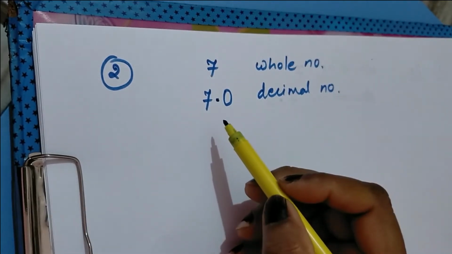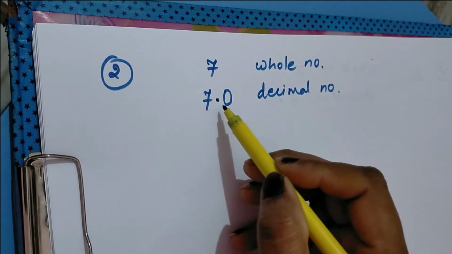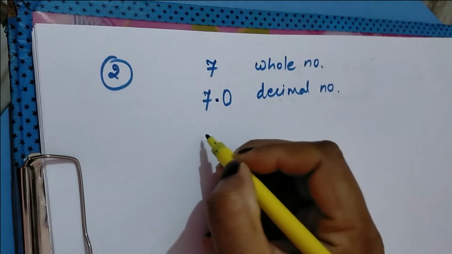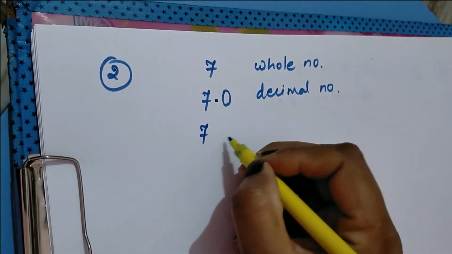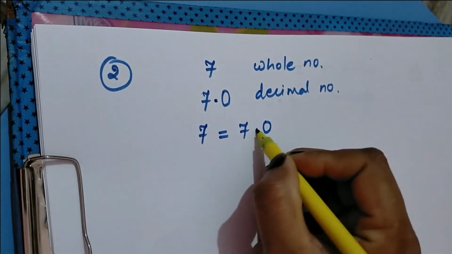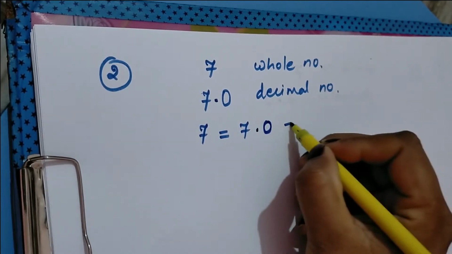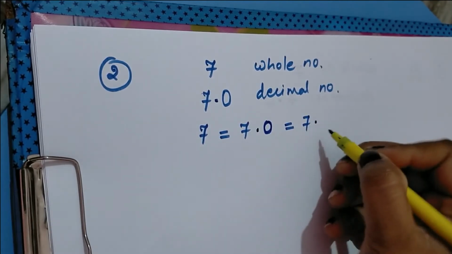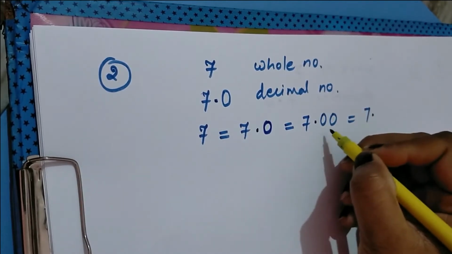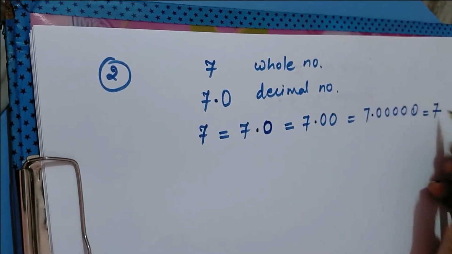As we cleared in point 1, 7 is the whole part of the decimal number and 0 is the decimal part of the decimal number. Here 7 is equal to 7.0, because when we put a decimal point and 0 here, there is no value added. At the same time, we can put any number of zeros on the right hand side. So here 7.00, 7.00000 is equal to 7.